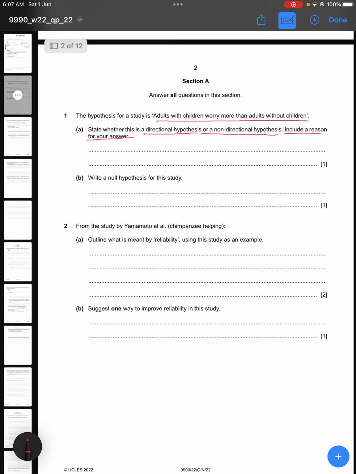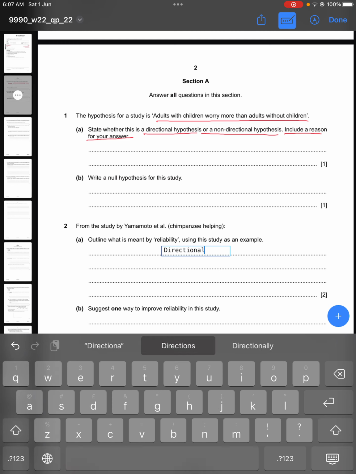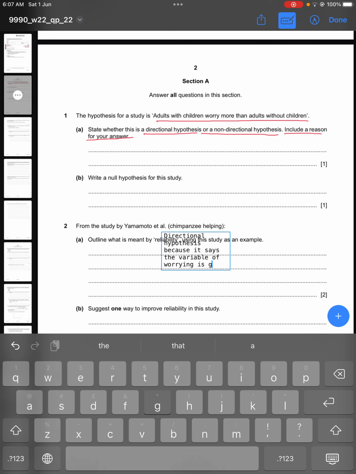So let's read the hypothesis again. It says adults with children vary more than adults without children. So over here, this is a directional hypothesis because we are given the direction of the dependent variable, which is vary. So this is a directional hypothesis because it says the variable of varying is greater in one condition than the other.